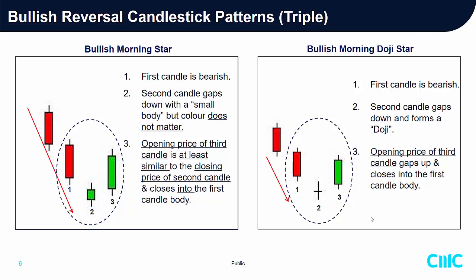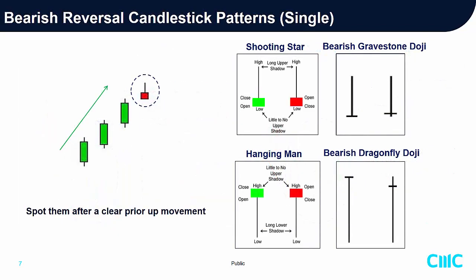All right. Now I have touched on the various key bullish reversal candlestick patterns from single and double to triple. Now let's move on to the bearish reversal candlestick patterns, again in sets of three: single, double, and triple.